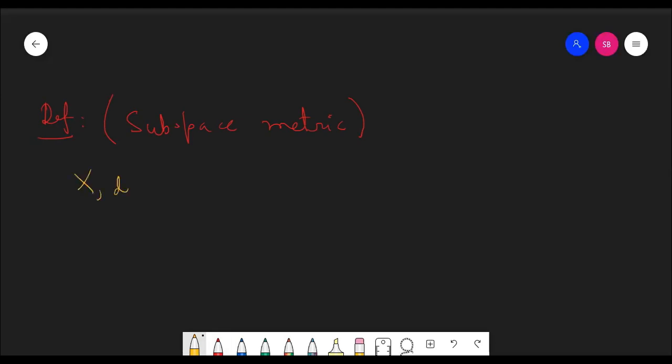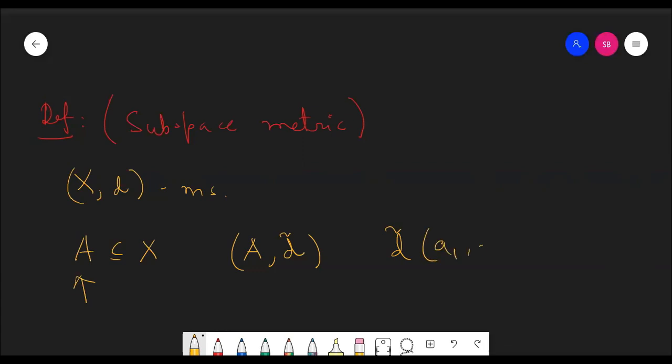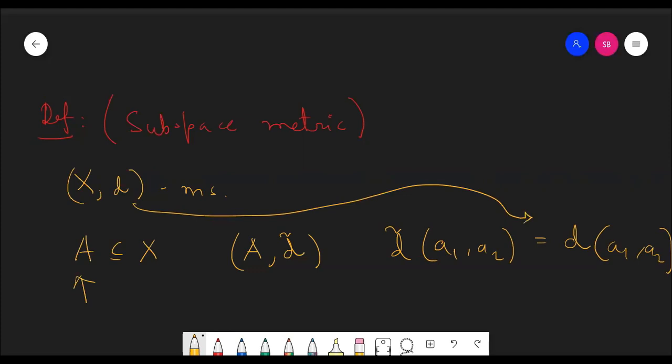So suppose (X, d) is a metric space, and let A be a subset of X. Then we want to define a metric space on A. So we define it as (A, d tilde), where d tilde of a1, a2, with a1, a2 points in A, is equal to d of a1, a2. So this d is the same d. This is just a subspace metric. So we are just taking the restriction to A, a subset of X. This is also a metric space. So if X is a metric space, on any subset A we can have a metric space with the same notion of distance.